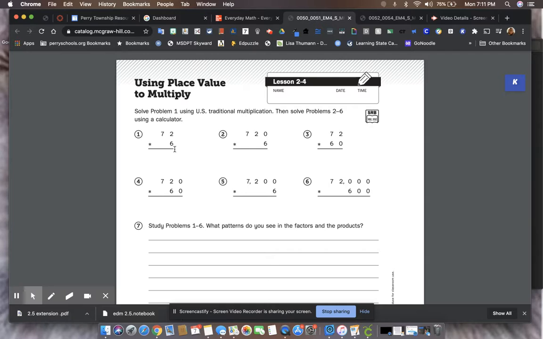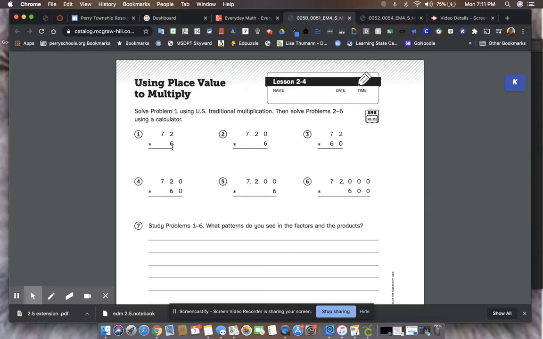I want you to solve these on a piece of paper. You don't need to do them on a Google slide. You can just solve them on a slate or on a piece of paper. These are just for practice and more extension. So solve 72 times 6, and then write that down, write out your work.